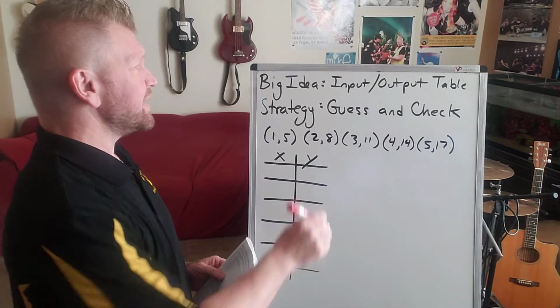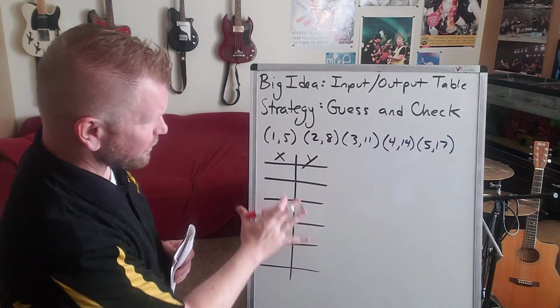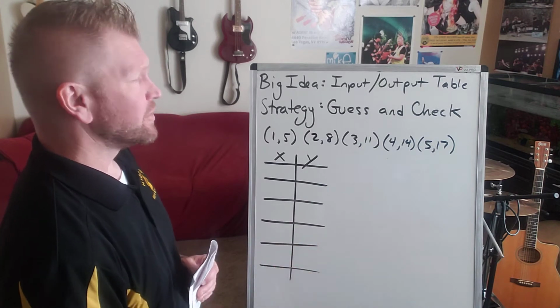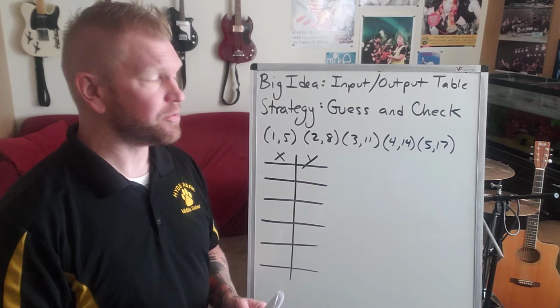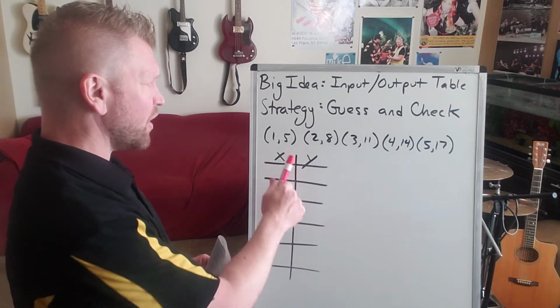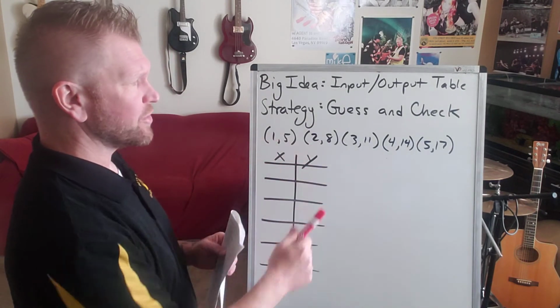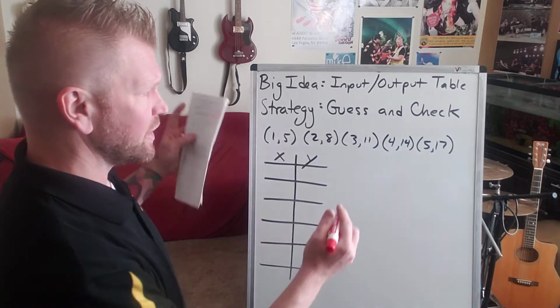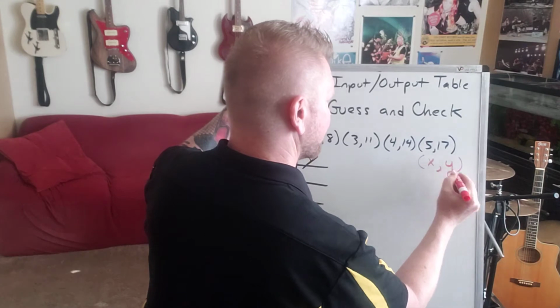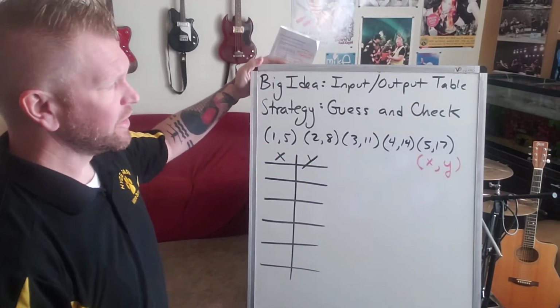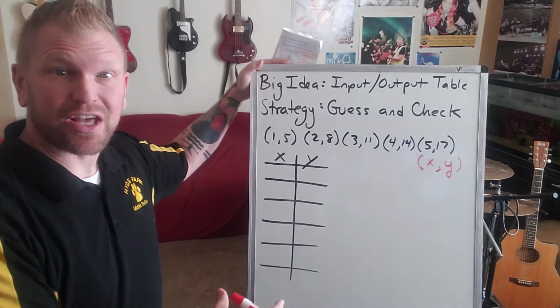All right, in this question, the big idea is an input-output table. This right here is the input-output table. To finally get the answer at the end, we're going to use the strategy guess and check, which we've used before. The first thing we have to understand is all these points, (1, 5), (2, 8), (3, 11), (4, 14), (5, 17), have an x value and a y value, an x coordinate and a y coordinate. And it's x first, then y, just like alphabetical order.